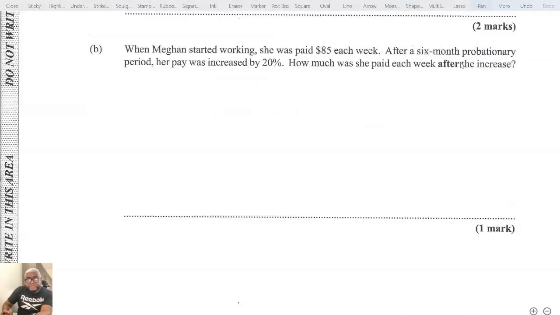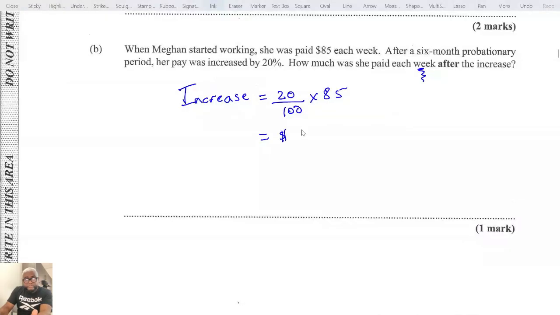So she was paid $85 each week. We just calculate the weekly increase. How much would the increase itself be? What am I multiplying? 20 over 100 multiplied by 85 over 1, which will give me what? 17. Right?